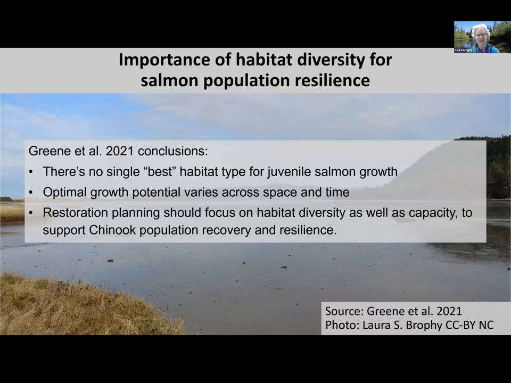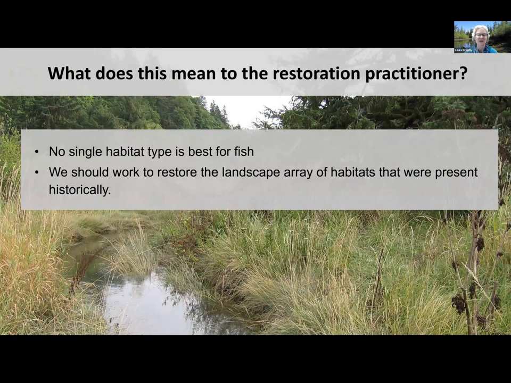And although I'm focusing on salmon here, many anadromous fish share these characteristics, and many other fish share the use of many different habitat types across time and cohorts. So it's important to recognize these habitat landscapes, the array of habitats. And that's what our restoration work tries to focus on, is bringing back at least a few examples of each of the elements of that landscape array of habitats.